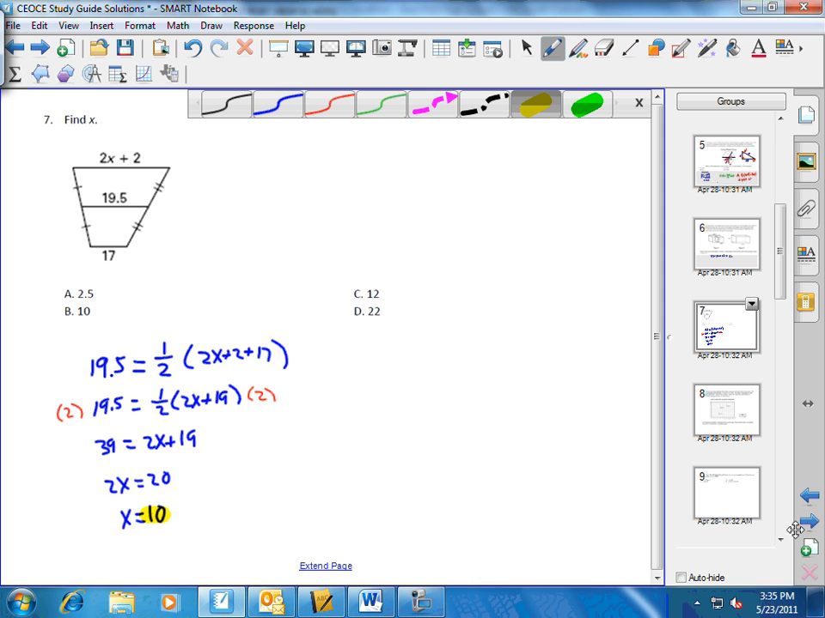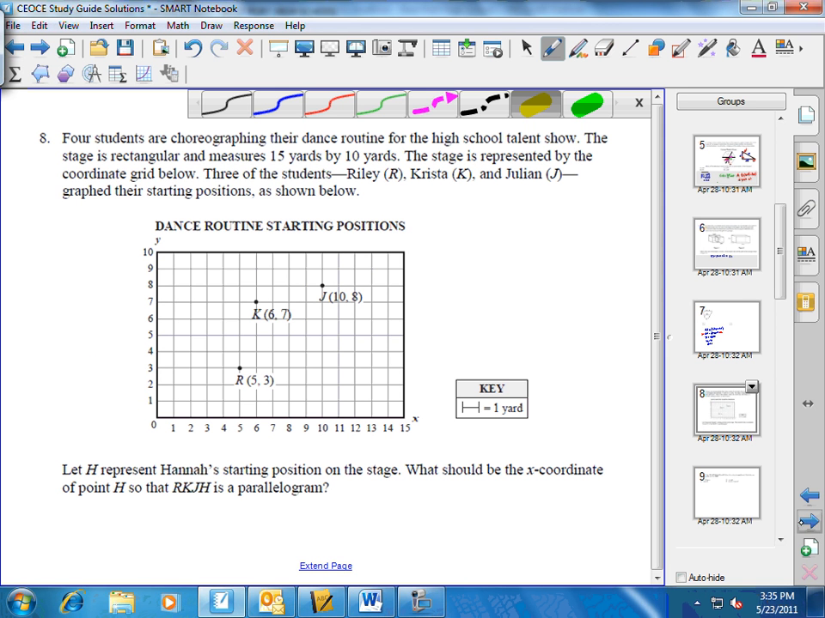All right, let's look at number 8. Number 8 says four students are choreographing their dance routine for the high school talent show. The stage is rectangular and measures 15 yards by 10 yards. The stage is represented by the coordinate grid below. Three of the students are graphed, their starting positions as shown below.